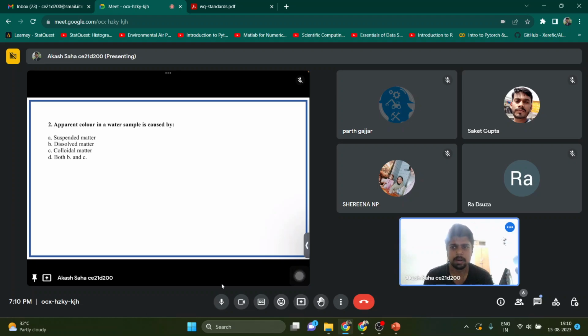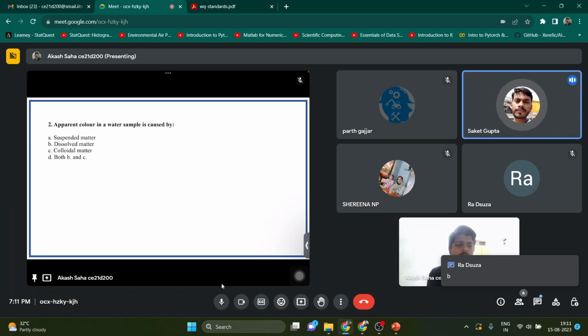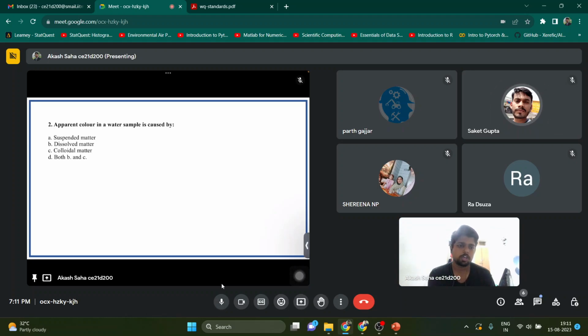So now tell me what is the correct answer? Apparent color is caused by which of the following matter? Others, you can use the chat box. If you participate, it would be better. Okay. Maybe colloidal matter. Okay. Someone is telling colloidal matter. Another person is telling it's dissolved matter. Okay, we'll see the answer.